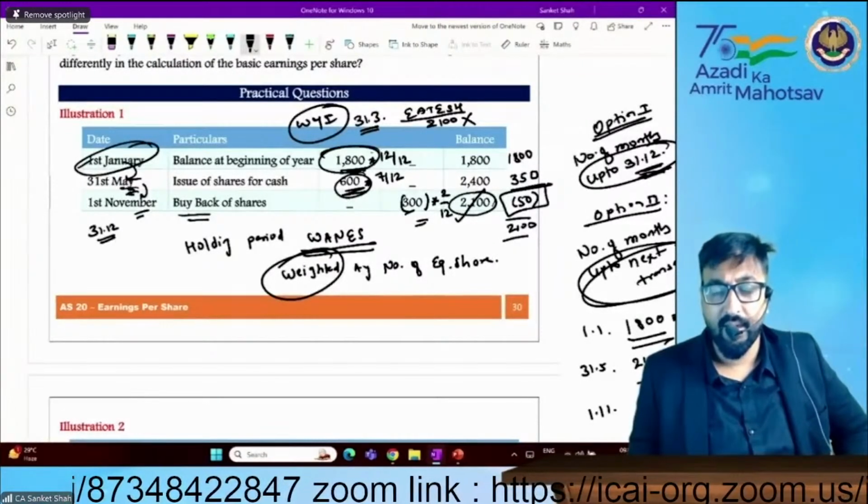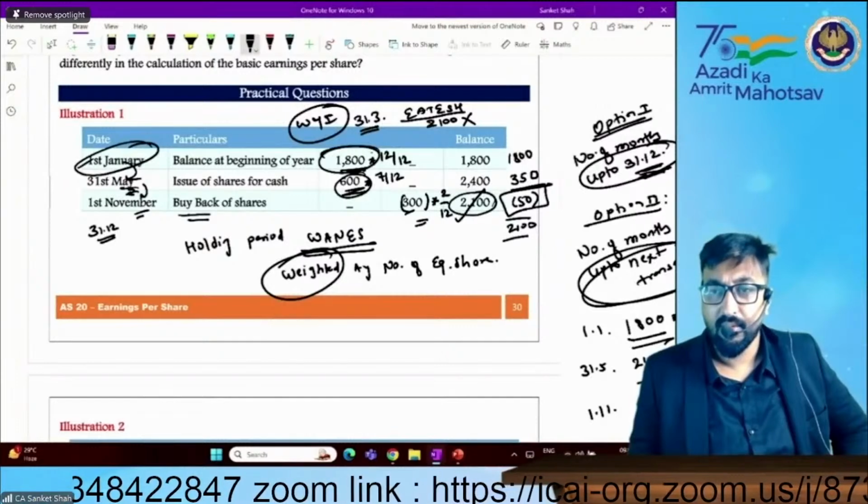Yes, that total is correct. Both options are giving you the same answer. Adishri?